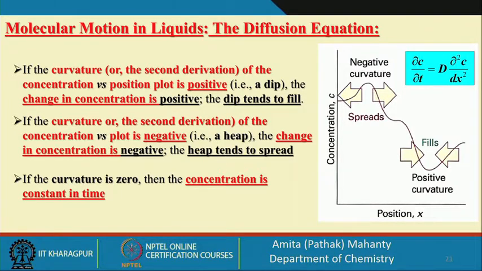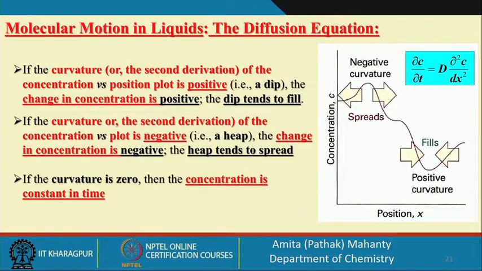If the curvature of the concentration versus position plot is negative, then we get a heap like this. This means the rate of change of concentration is negative, that means the heap has a tendency to spread out. Dip means the solution nearby will try to make it uniform. Heap means it is going to spread, so that it tends towards a uniform solution.